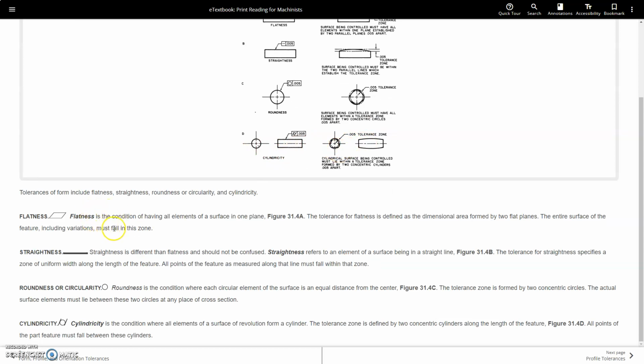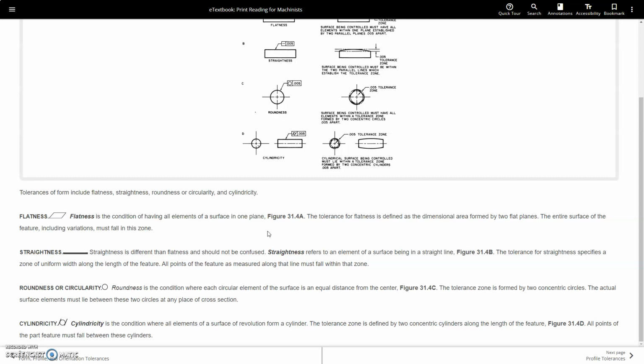So flatness is the condition of having all elements of a surface on one plane. Figure 31.4, the tolerance for flatness is identified as the dimensional area formed by two flat planes. The entire surface of the feature, including variations, must fall in this zone.